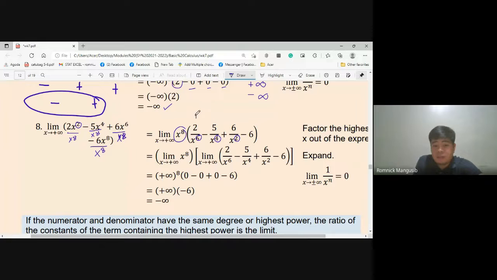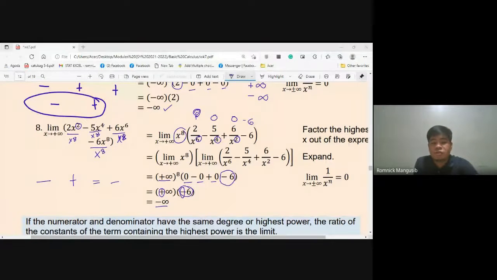Ang mga ito ay magzi-zero lang. 0, 0, 0. This is negative 6. Kaya yan ang pakita siya. Constant, bring down, constant. Ito yung sinasabi ko na maging aware ka sa constant dahil kung isa siyang negative number, kaya niyang baguhin yung sign. Remember, negative times positive is negative. So a positive infinity raised to 8 gives you positive infinity, and positive times negative is negative.